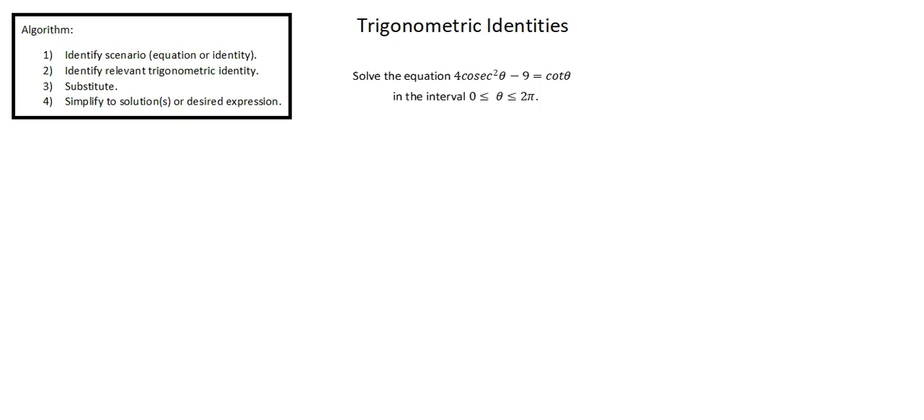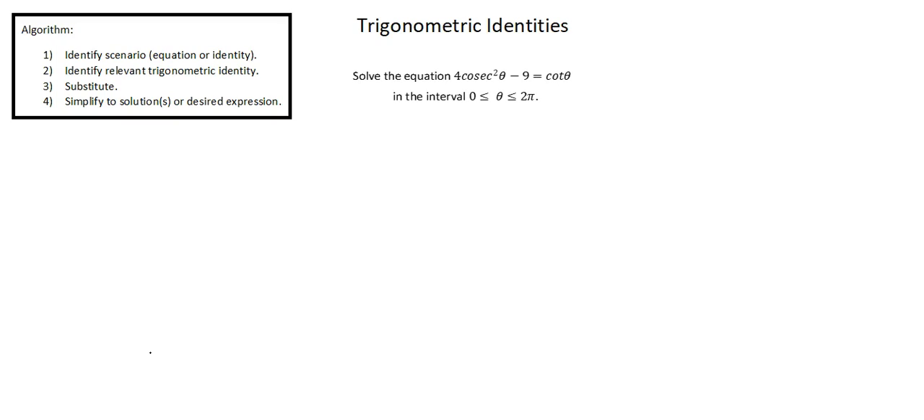Our topic is trigonometric identities. This is example 1. We read, solve the equation 4 times cosecant theta squared minus 9 equals cotangent theta in the interval 0 is less than or equal to theta is less than or equal to 2 pi.